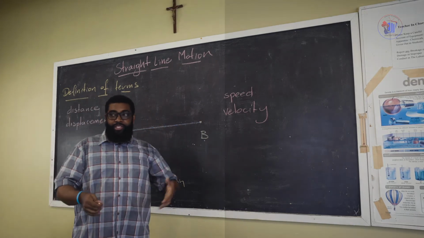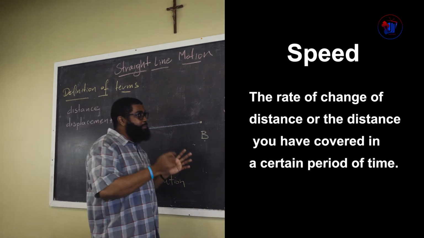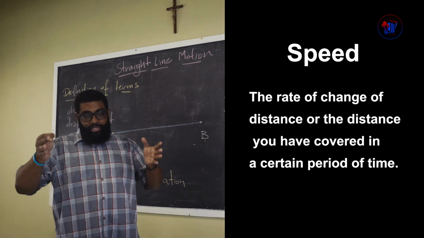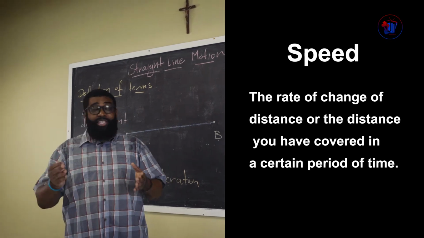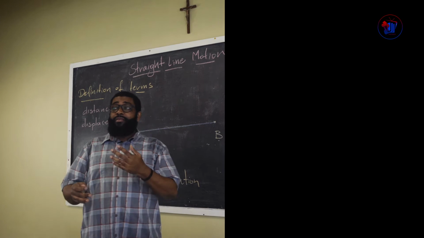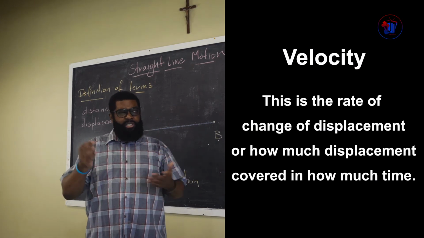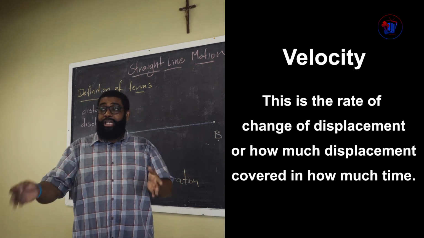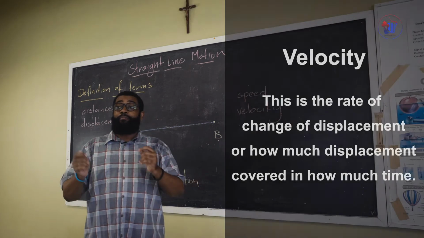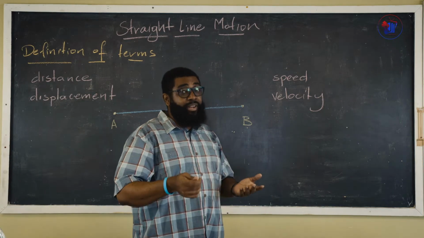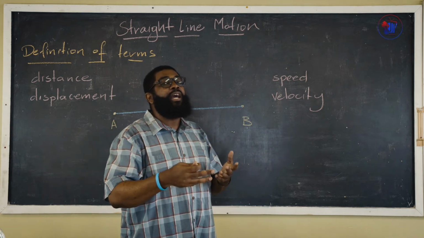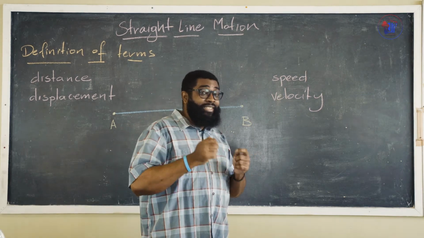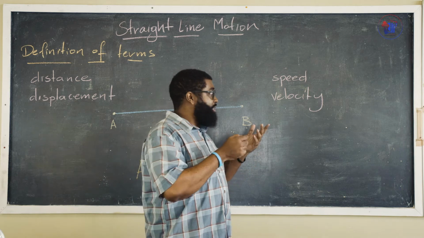Speed is the rate of change of distance. In other words, simply put, it is just how much distance you've covered in what period of time. That's it. How much distance divided by how long it took to cover that distance. Velocity is the rate of change of displacement. And it's similar to speed in that it is how much displacement covered in how much time. The difference is basically just like distance and displacement, it's direction. Speed, again, does not take direction into consideration because speed is based on distance. Velocity takes direction into consideration because velocity is based on displacement.